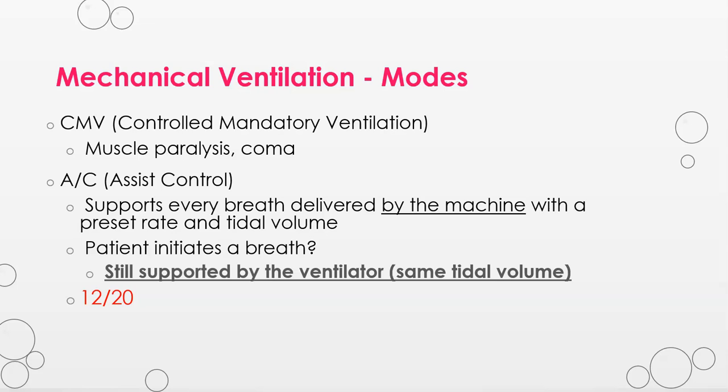With assist control, the rate and tidal volume are set, but the patient has the ability to breathe faster than the assigned rate. In this mode, if the patient initiates their own breath, the tidal volume will still be controlled by the ventilator. You may see something like the numbers you see on the slide. The preset rate on the ventilator is 12 breaths per minute, but the patient is breathing 20 times per minute. They are assisting the ventilator. This is one of the most common ventilator settings.